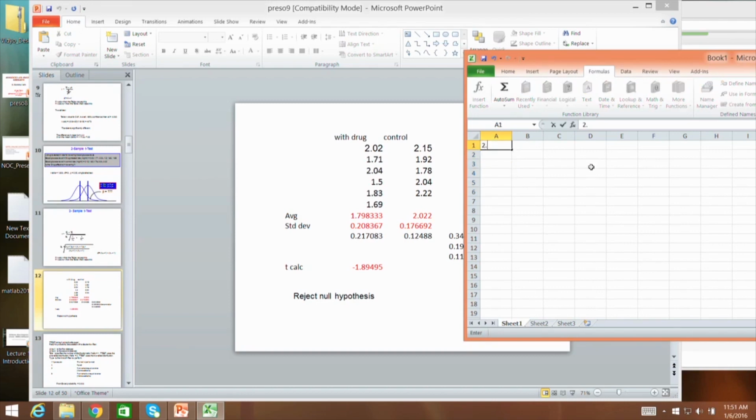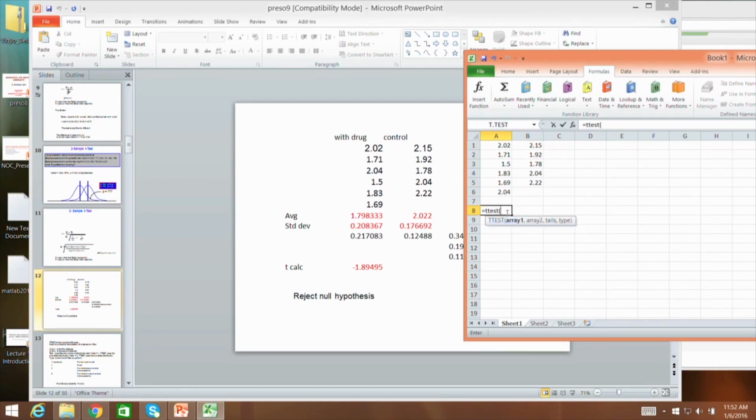So we say 2.02, 1.71, 2.04, 1.5, 1.83, 1.69, then here 1.71, 2.04, then 2.15, 1.92, 1.78, 2.04, 2.22.